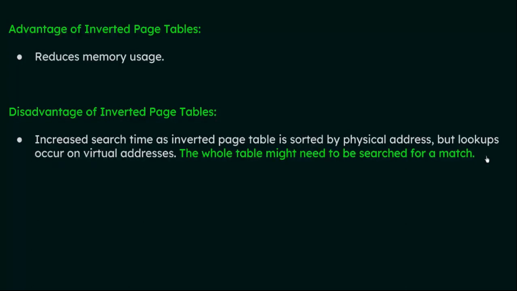So it may not be in a sorted order. This process ID and page number combination in the page table may not be in a sorted order, and hence we may have to search the entire table in order to find a match. So because of that, there is an increased search time in this inverted page table. So this is one of the disadvantages of inverted page tables.